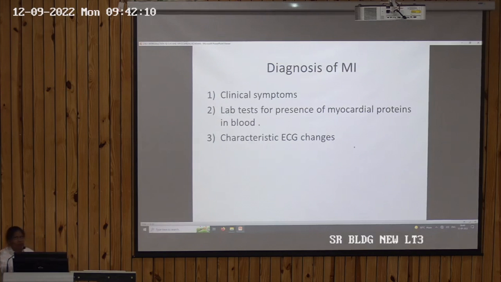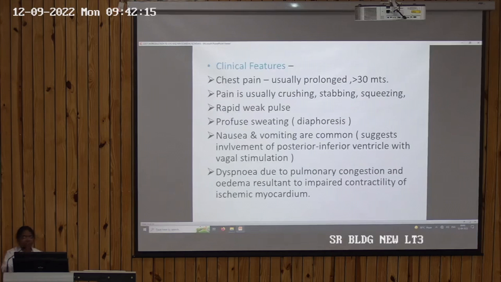Now, how can we diagnose MI? We diagnose MI on the basis of the clinical symptoms, lab tests, and the characteristic ECG changes. So the clinical features are chest pain, which is usually prolonged, and the characteristic is it is usually crushing, stabbing or squeezing. The pulse is very weak. There is profuse sweating, known as diaphoresis, and nausea and vomiting may occur if the posterior-inferior ventricle is involved, because this will cause vagal stimulation.